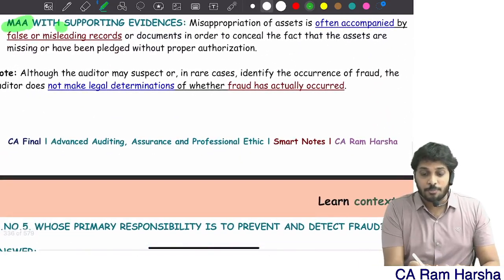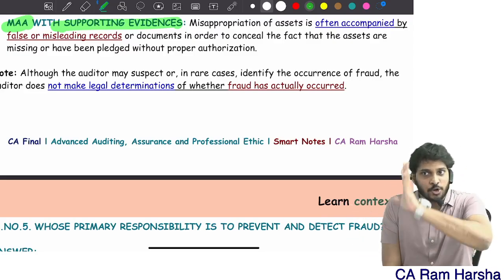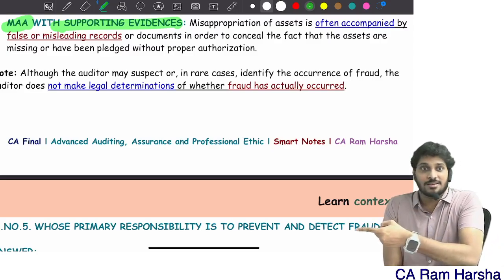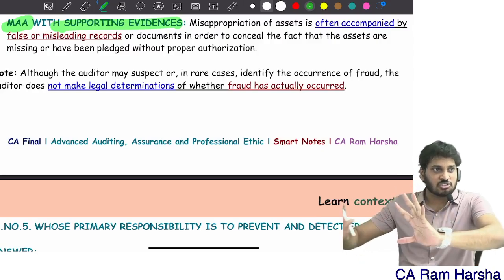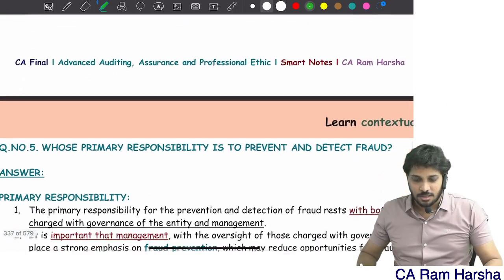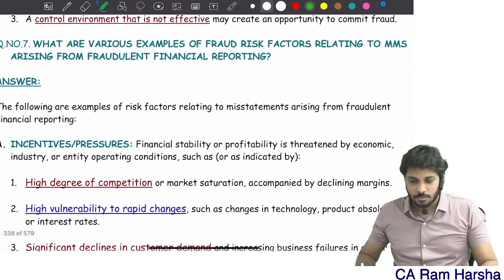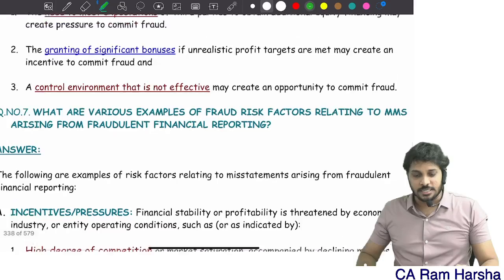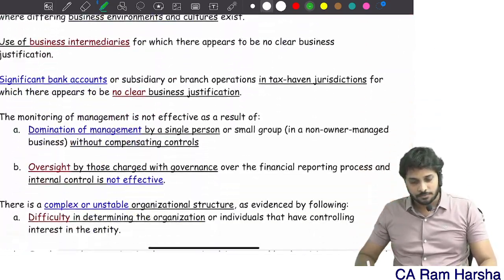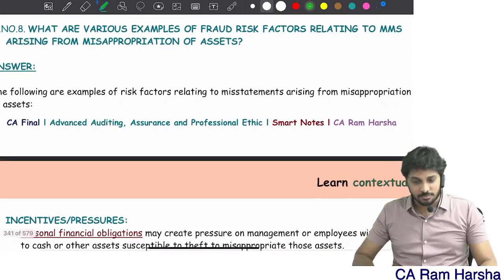Sometimes misappropriation comes with supporting evidence. Suppose you made the entity pay a third party for goods purchased for your personal purpose, but you recorded everything as company purpose, all the transactions and stock records, everything tallied. It's not easy to identify. Correct? Next. I'll come back to that again.